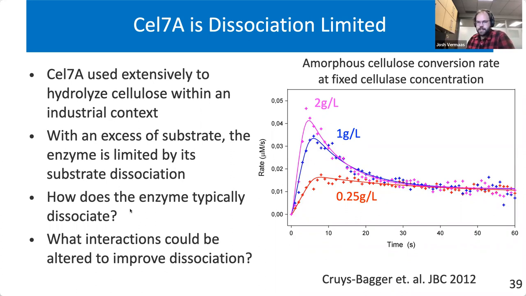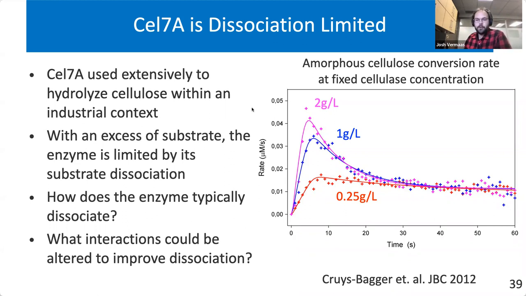So how does this enzyme dissociate and how do we know the mechanism? So what interactions could be altered to help you improve dissociation and make things go faster in an engineering context, right? Because the environmental selective pressures that were applied to fungi, where a lot of these enzymes were isolated from, so long as that fungi can make more fungi, the fungi is happy. But we as industrial folks would like to be able to use plant material as a feedstock. You want to be able to turn that feedstock over really quickly so that you don't have to make really big vats for these reactions to take place in.